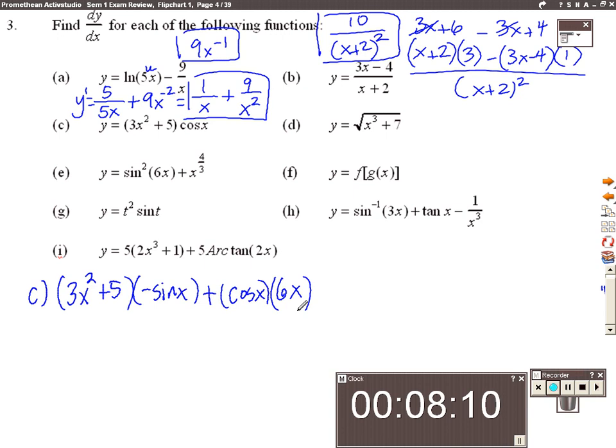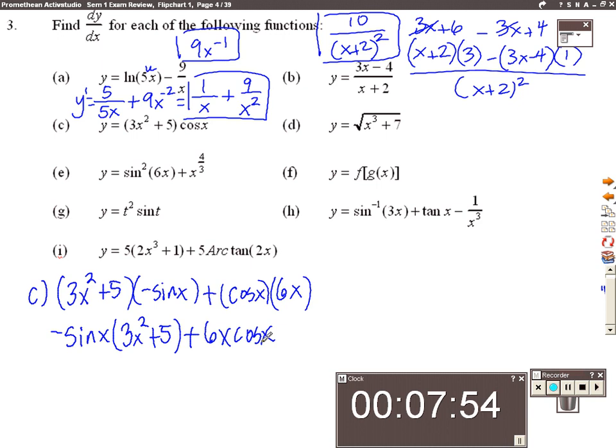There's not a whole lot you could do. You could take the negative sine x and stick it in front of 3x squared plus 5, but I don't think distributing makes it any better. You could put the 6x in front of the cosine x, but there's not a whole lot more you can do with that. Letter D.